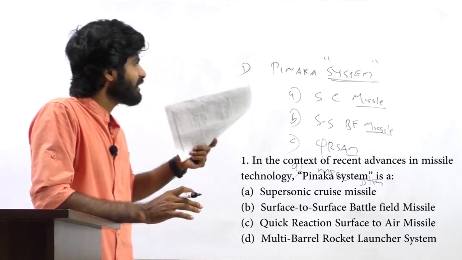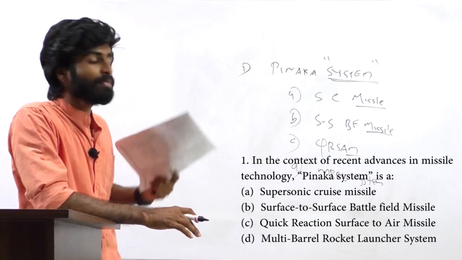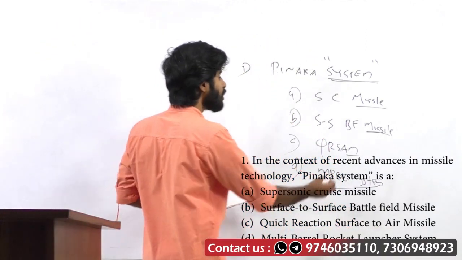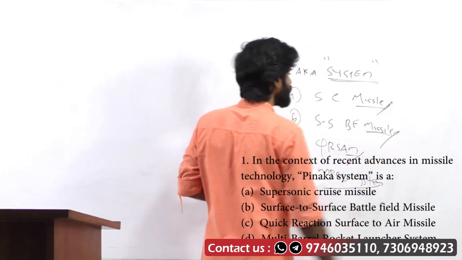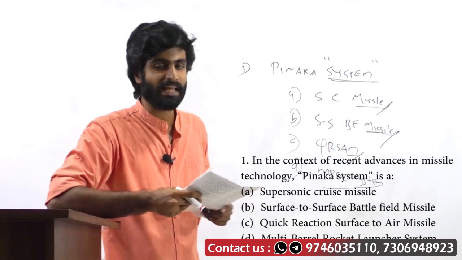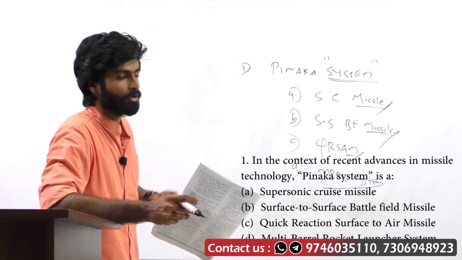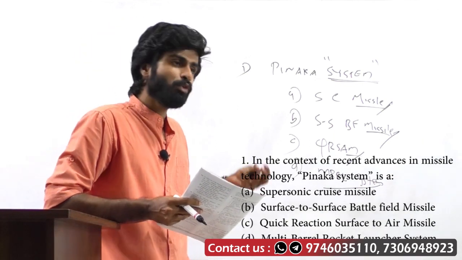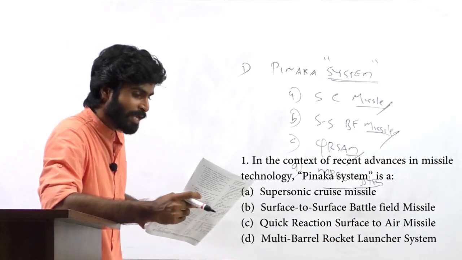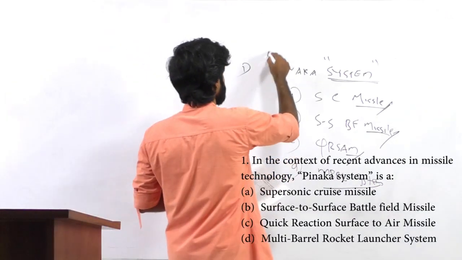From that conclusion, the only true system in these options is the multi-barrel rocket launcher system, and all the others are single missile units which cannot be called a true system. It's a weird method of guessing, but as I said earlier, you have to attempt around 95 questions in the preliminary examination, and if you need to answer a question somehow, you can go for methods like this.